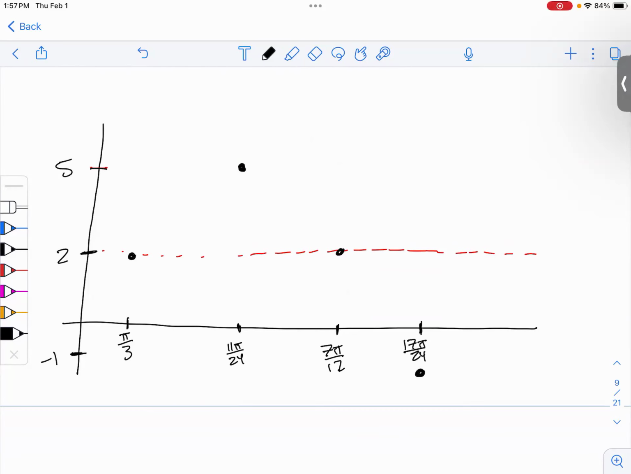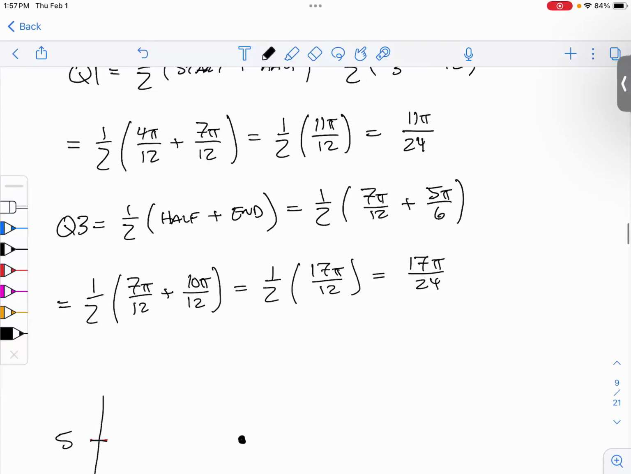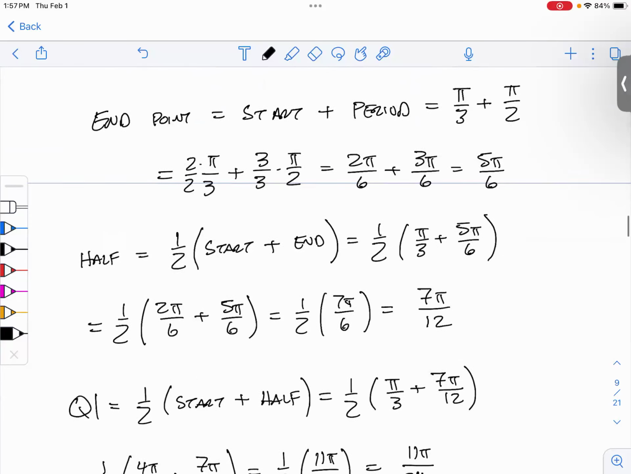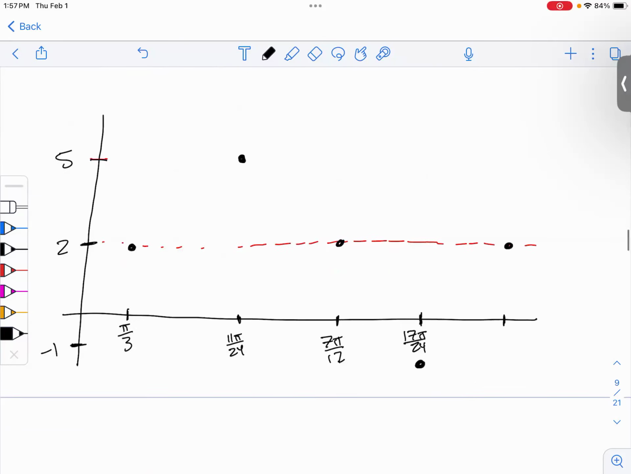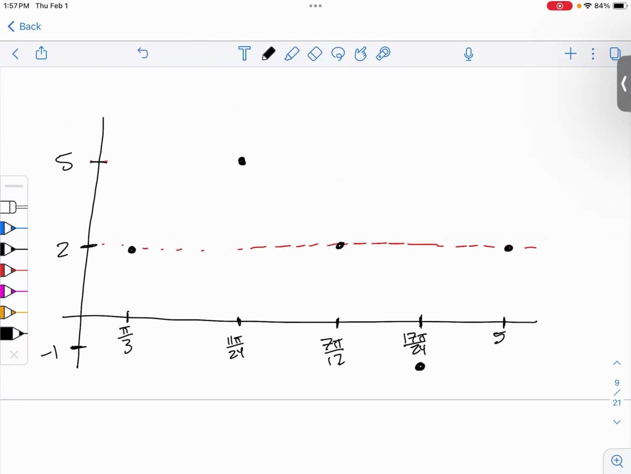And then lastly, for our end point, it comes back to baseline at 5 pi over 6. So it's the same graph, but look at all that got changed. Okay, so now, as best as we can, the graph is totally not to scale.